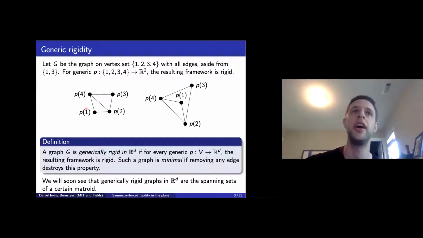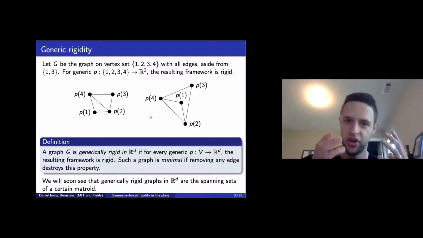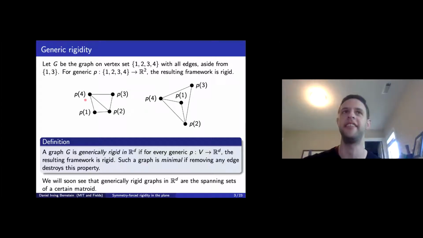So for example, if I take a 4-cycle with a chord, this is generically rigid in the plane, because if I just slap the 4 vertices down without trying to break things, like say this or like this, you can hopefully intuitively see that this is a rigid thing. I can't do that same sort of shear that you saw in the previous slide.